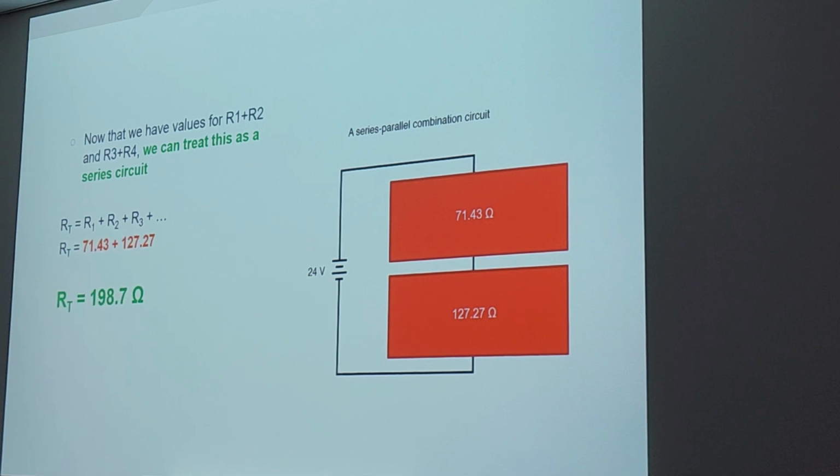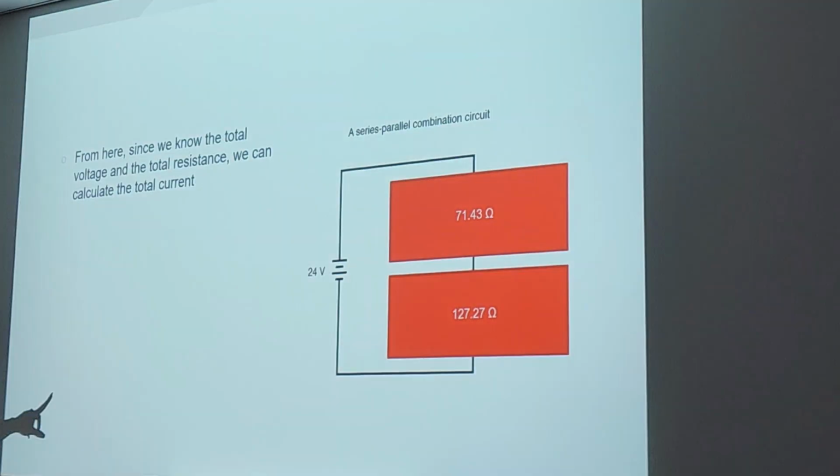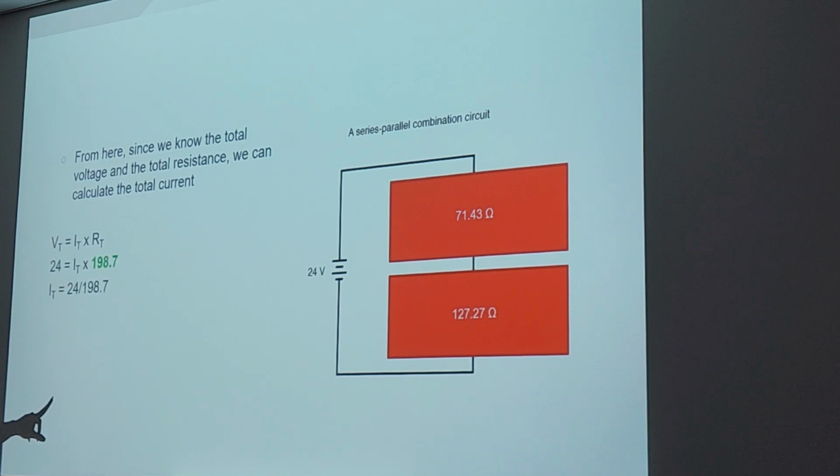So we know that our total resistance is 198.7 and our total voltage is 24. We would plug that into our formula, V equals IR. We already know what V is, 24. We know what R is, 198.7. So we would divide 24 by 198.7 to get our total current, which is 0.12 amps.